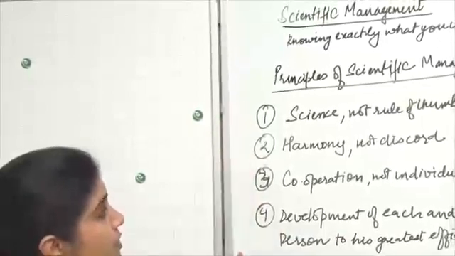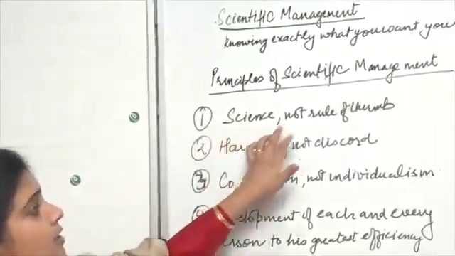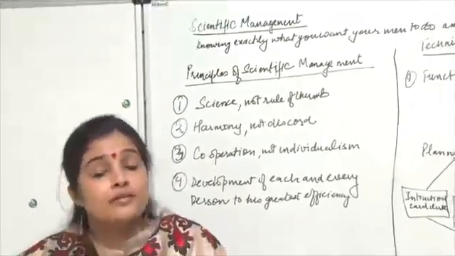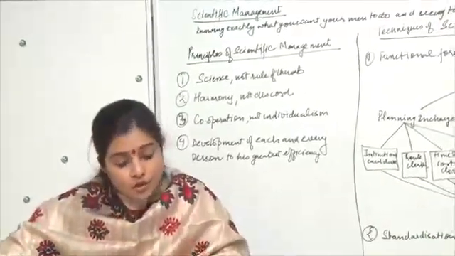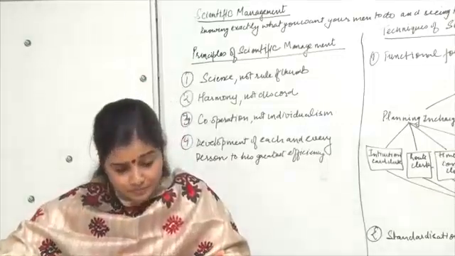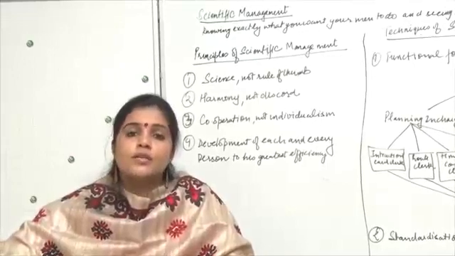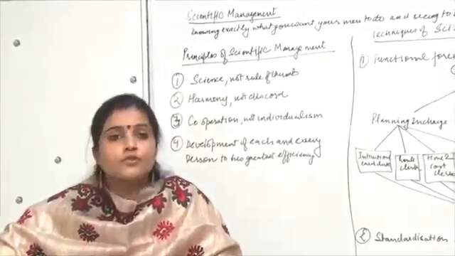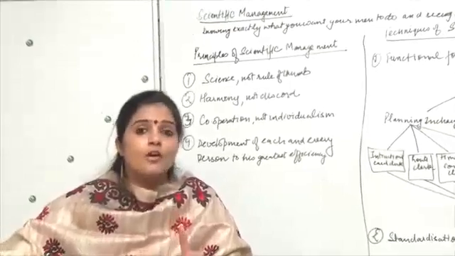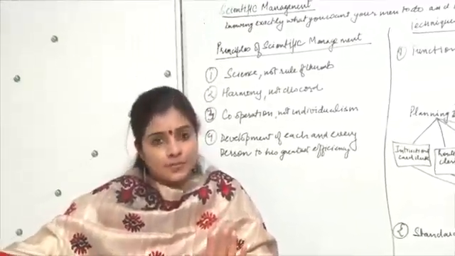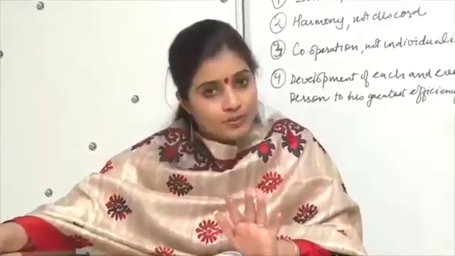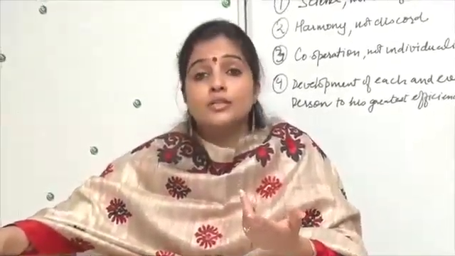Now we'll talk about 4 principles of scientific management. The first one being science, not rule of thumb. Taylor believed that there was only one best way of doing things efficiently. He did not approve of the rule of thumb, that is the trial and error method. What he stressed was that each element of the job should be analyzed properly, and one best way of doing that work should be found out by analyzing each and every element of the job. So that becomes a standard method of doing that particular job.